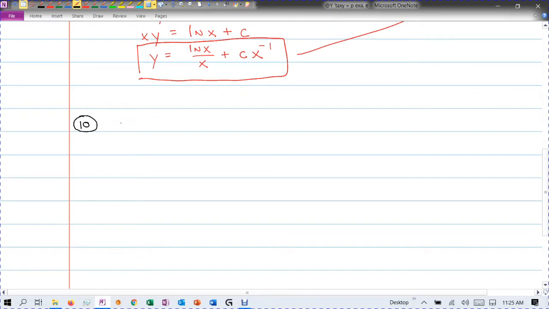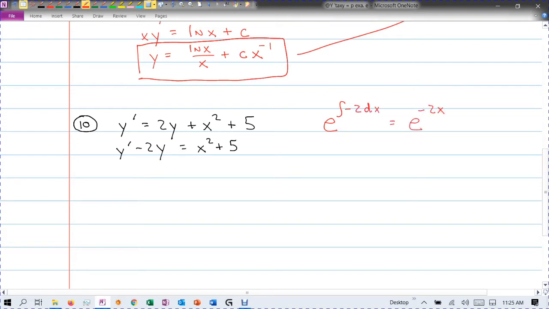Number 10, we have y prime equals 2y plus x squared plus 5. All right, so I've got to get this in the right form. So why don't we bring that 2y over, and we can leave x squared plus 5 here because that is all just some function of x. And now we find our integrating factor, which will be e to the integral of negative 2 dx, which is going to be e to the negative 2x.